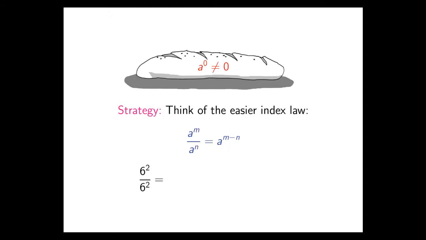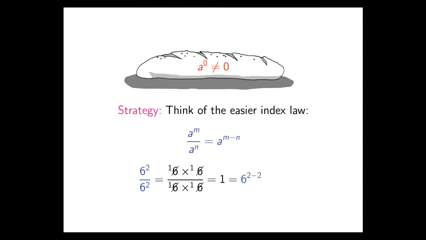Let's see what happens if we change the problem to a situation where the powers are both the same. So here I've got 6 to the power 2 over itself. Now it's not all that difficult to see that this fraction clearly must be 1, either through cancellation or simply by recognising that when you take a number and divide it by itself you must get 1. Now the beauty of the index law above is that it also applies in this situation.